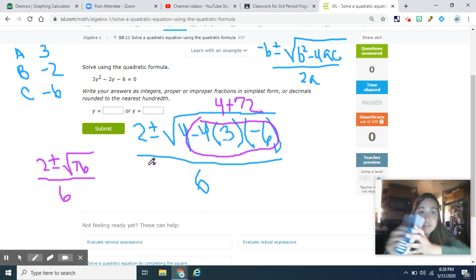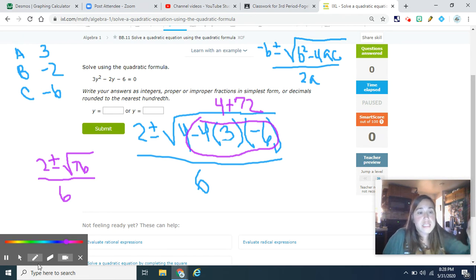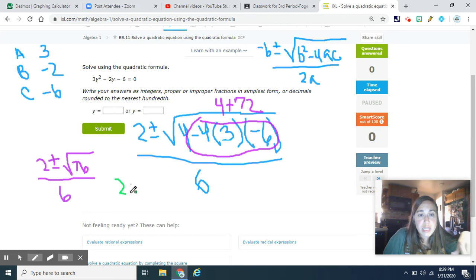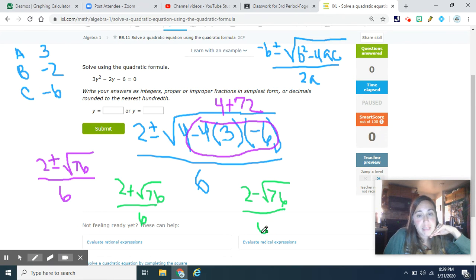So you're going to obviously have to do this twice. So you're going to set it up, and let me write it in a different color here. You're going to do it first: 2 plus the square root of 76, divided by 6. And then the other time you check the root, you're going to do 2 minus the square root of 76 divided by 6.